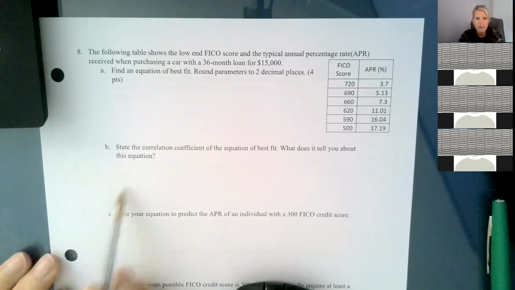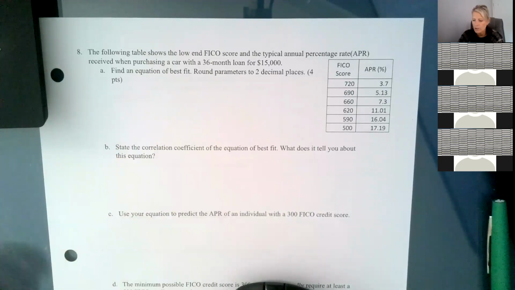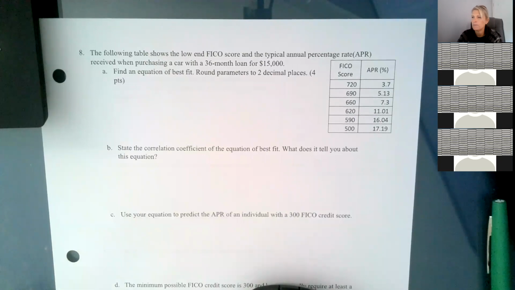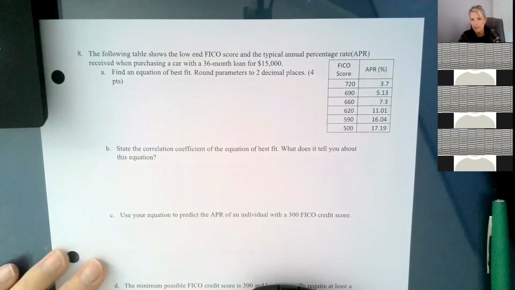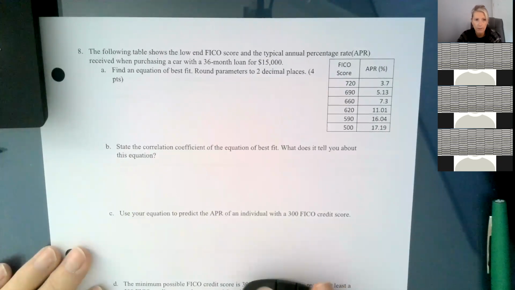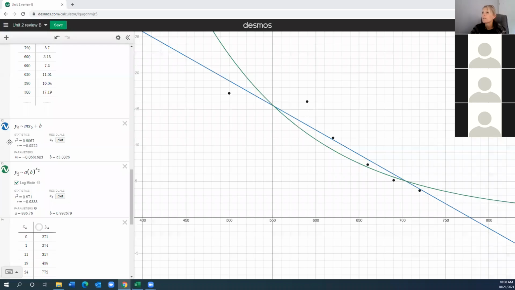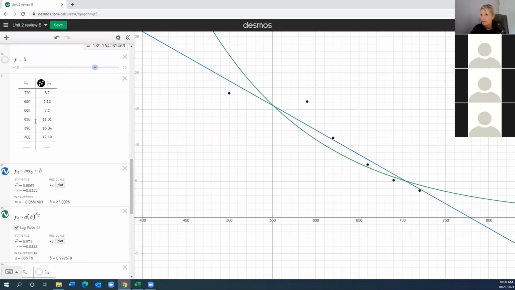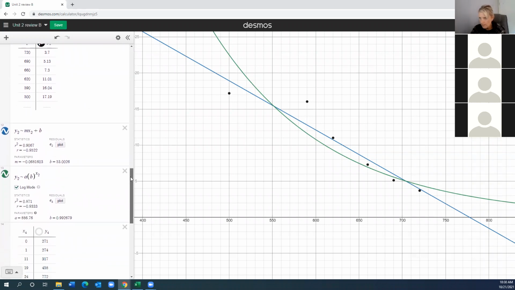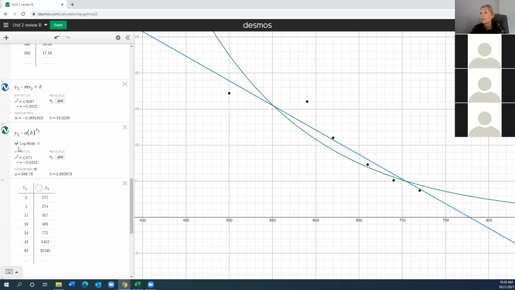So it says, find an equation of best fit, which means I want you to find a linear model and an exponential model in Desmos, and then choose which one is better based on the R. So let's go to Desmos and put in our data, which I did. So here is my data. And then I've already typed in my model. Make sure that you click on your log mode box, and your model should look about like this.